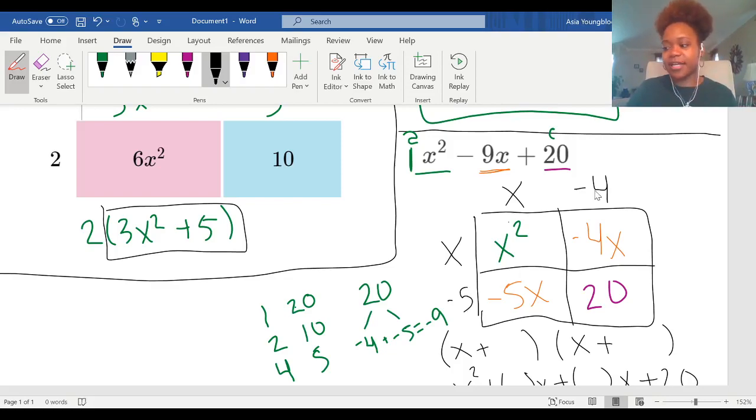Negative 5 times negative 4 is 20. X times x is x squared. X times negative 4 is negative 4x, and negative 5 times x is negative 5x.